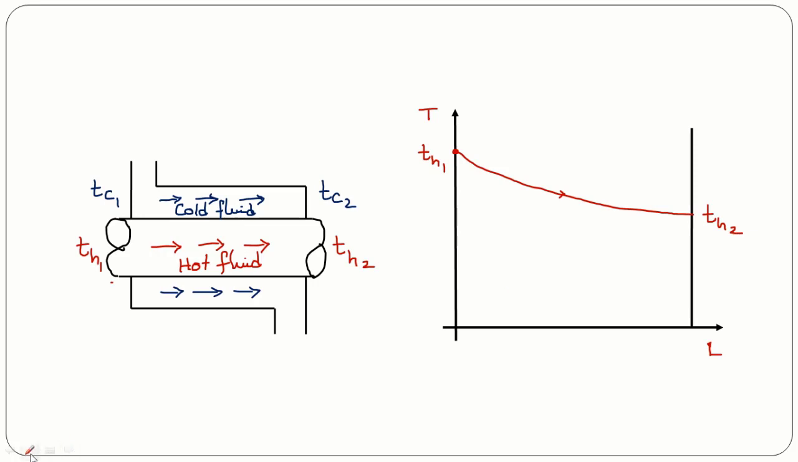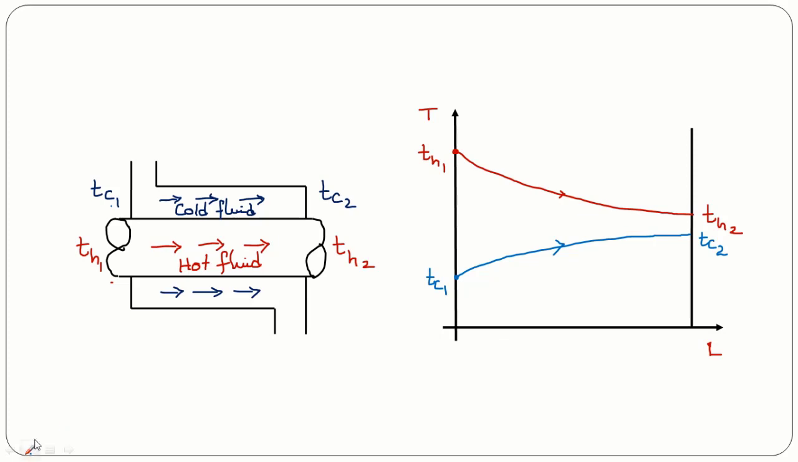Now, the cold fluid inlet temperature is the lowest temperature. So, let us consider Tc1 here. This is also on the left hand side, so you will take Tc1 here. As the cold fluid is moving towards the right, there will be an increase in the temperature to Tc2. So, Tc2 is the temperature of the cold fluid on the other side.